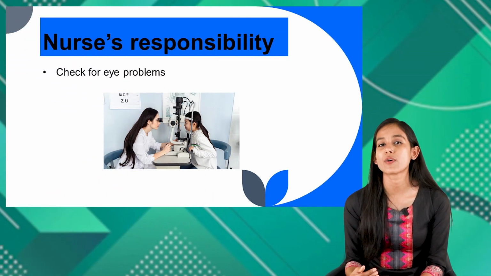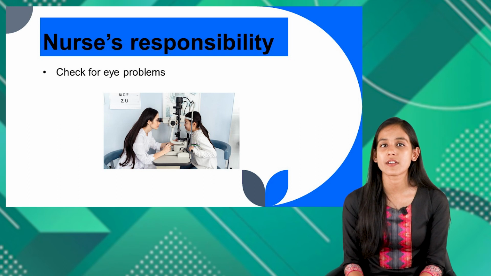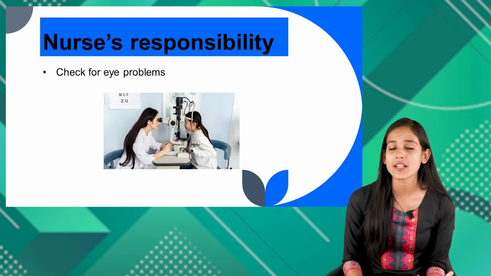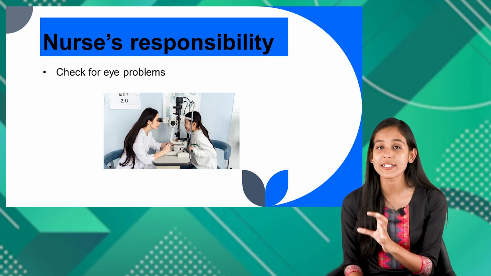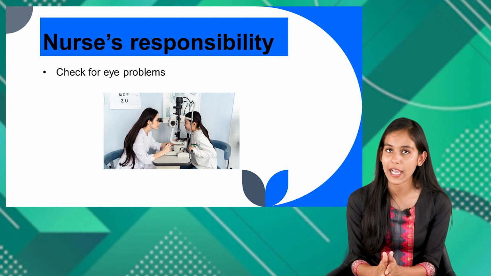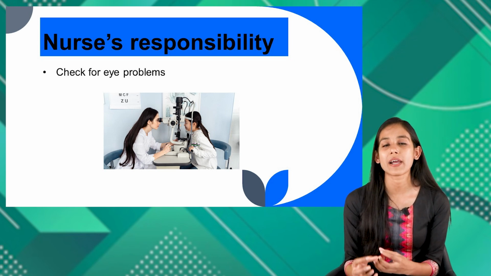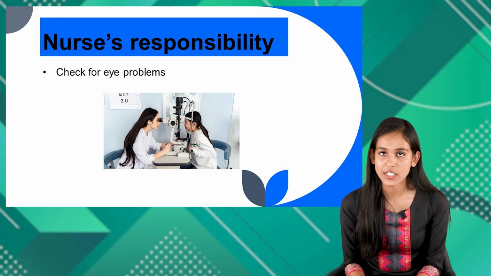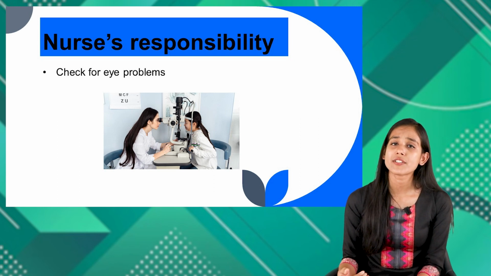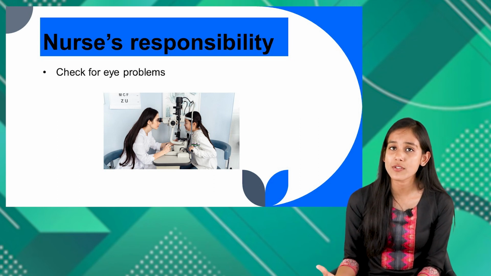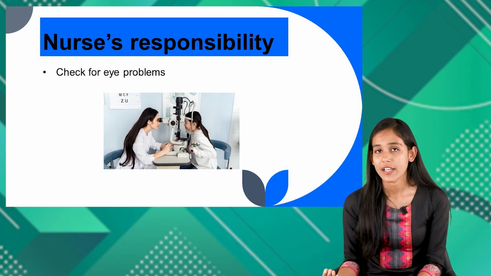Also, we have to check for their eye problems, because these sickle shaped RBCs might clog the tiny blood vessels which are going to the eyes, and this might cause eye problems in the child. So we have to monitor their vision also. So we have to check if there are any eye problems. So these were some of the general nursing interventions.